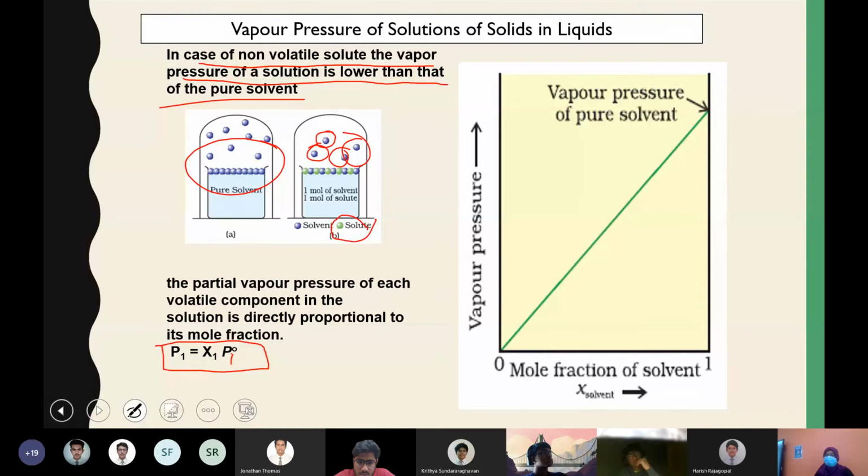So in such cases, the solution will always have lower vapor pressure than the pure solvent. That is an important point to be noted here. Vapor pressure of a solvent always decreases when you add a solute which is non-volatile to it.